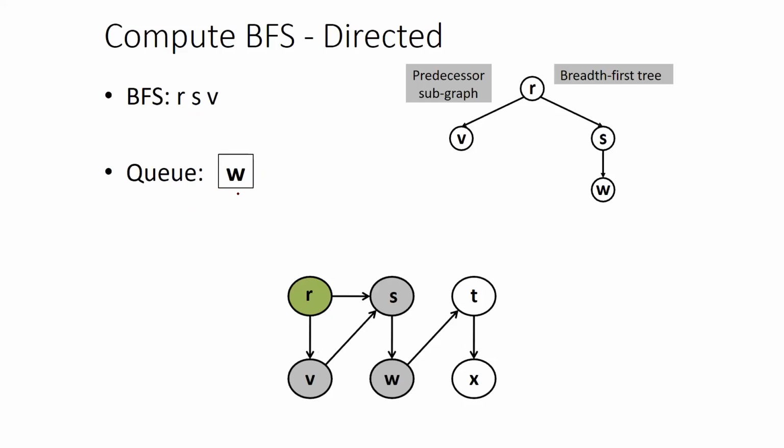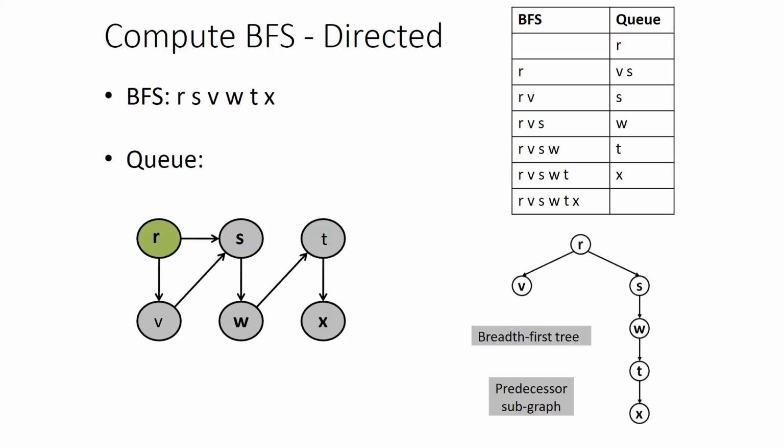Last we are remaining with the W vertex. So W will be printed and its adjacent vertices will be added to the queue. Adjacent to it is T, so T is added to the queue. And when T comes out of the queue, its adjacent vertices are added to the queue. And at the last, X doesn't have any adjacent vertices, so the system will just remove the X element from the queue. So this is the BFS traversal, and this is a tree which has been generated because of that traversal.